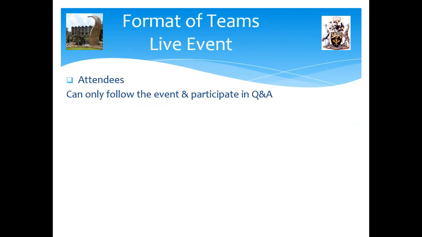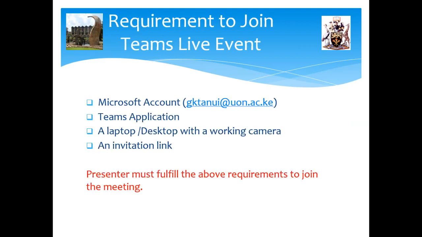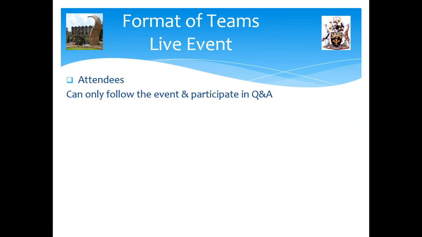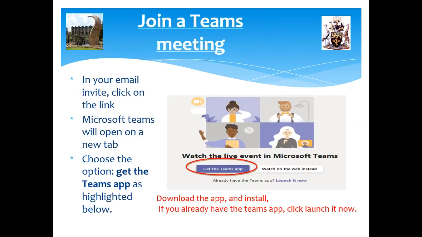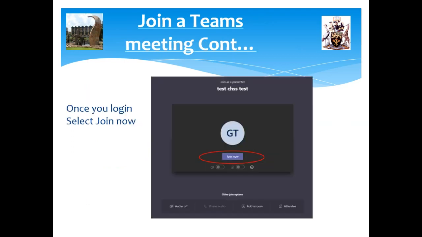So for attendees like you now, you'll be sent an invitation link. As I told you earlier on, this is very simple, by the way. We send you an invitation link, you click on the link, in your email invite. And I think that is what you have actually done. The system will open on a new tab, and then it will ask you to either get the Teams application or launch it. If you don't have the Teams application, you will be forced to download one and then install. Once you install, the system will launch automatically. This is the screen that will appear on Microsoft Teams. Once you log in, just select Join now, and that is all.